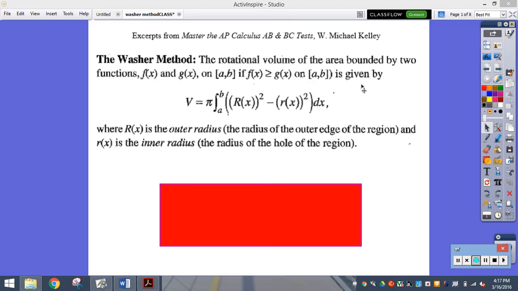And that volume is given by V equals pi times the integral from a to b of capital R(x) squared minus lowercase r(x) squared times dx. And the capital R represents the outer radius, the lowercase r represents the inner radius.